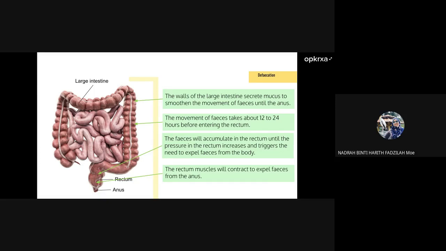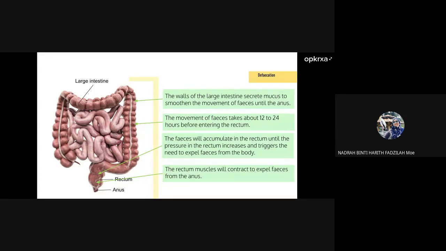So basically that is the formation of feces and defecation. Defecation tu ni lah the last part lah. When the rectum is full, it will signal the brain so that we can do the necessary steps to go to the space where the rectum muscle can contract and expel feces from the anus.